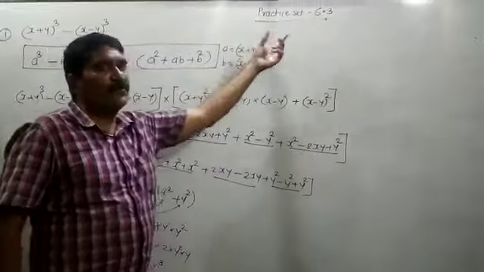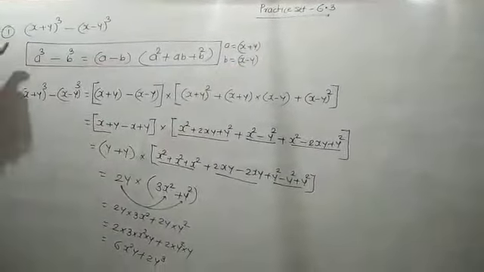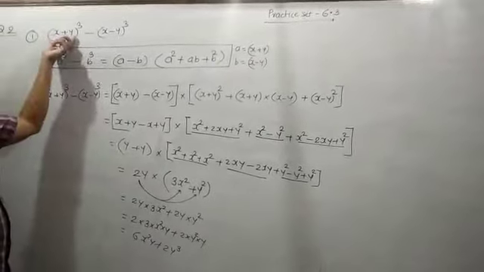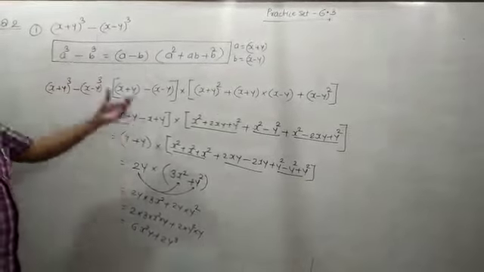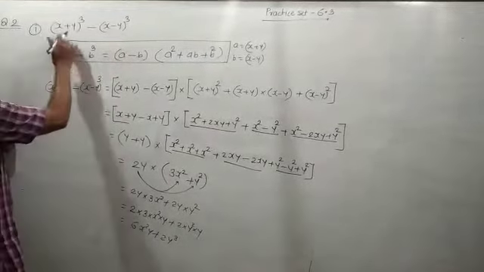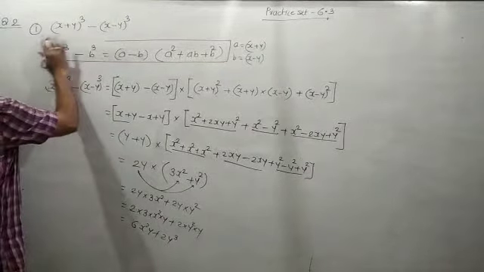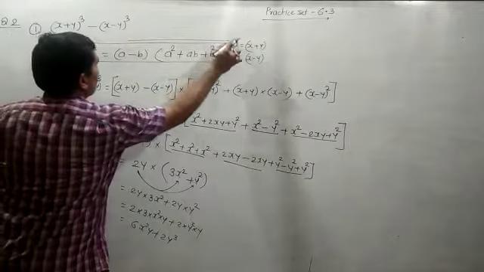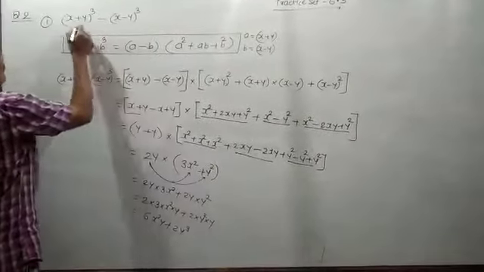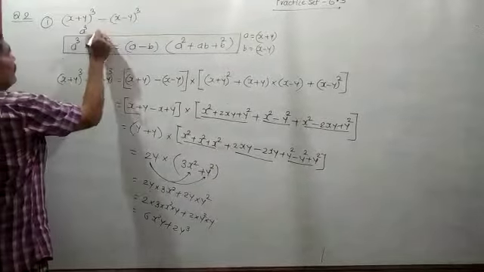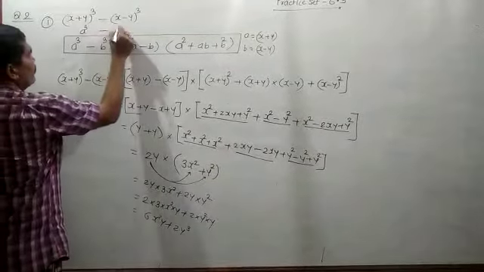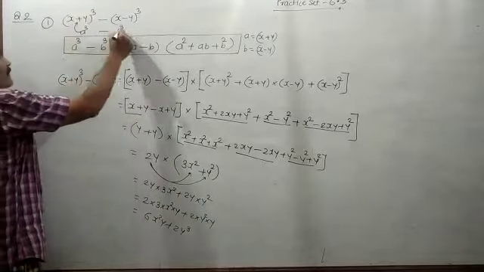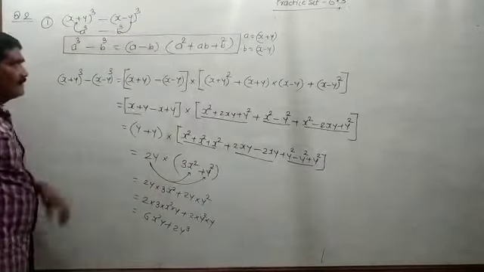Practice set 6.2. Question number 2, sub-question 1: (x plus y) cube minus (x minus y) cube. It is in the form a cube minus b cube. Here, a is equal to x plus y, and b is equal to x minus y.